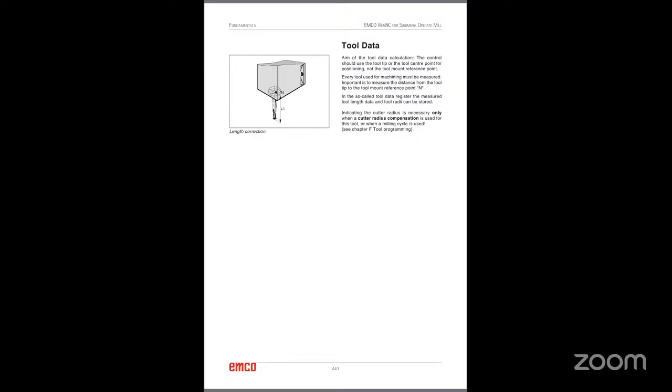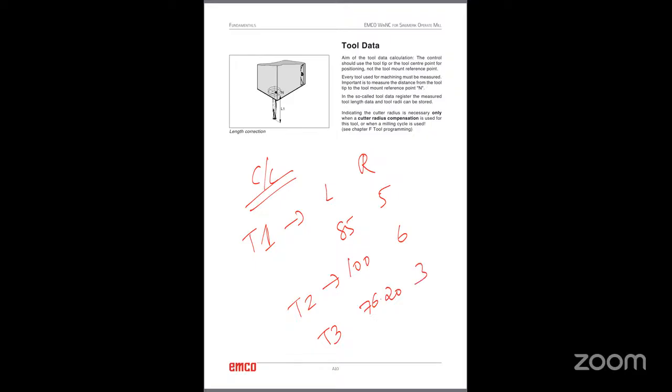So inside the controller, if you are going to use a tool, you should enter the length and also the radius. For example, tool number 1 has length 85 and radius 5. Then tool number 2 has length 100 and 6 mm radius. Then tool T3 has length 76.20 and radius 3. The tool radius is not mandatory for all tools. Tool radius should be given when you use tool radius compensation and milling cycles.